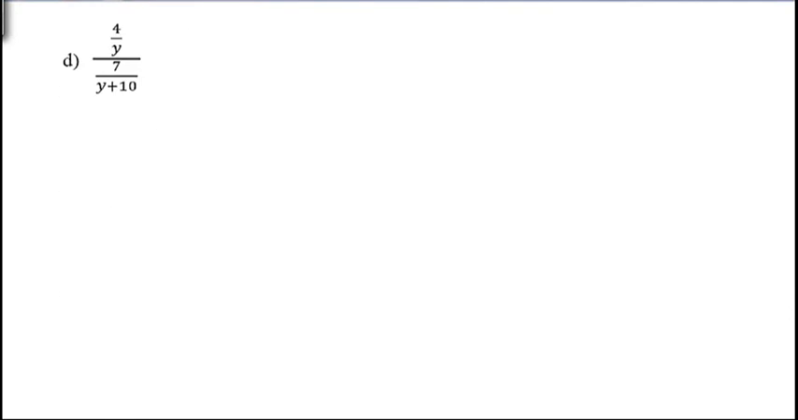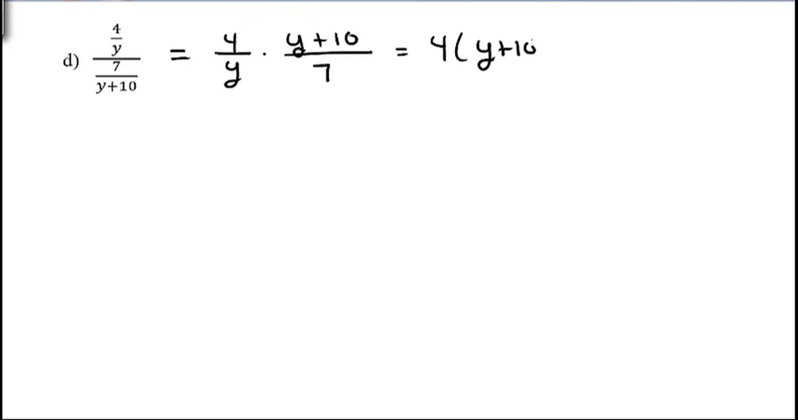And our last example here, 4 over y divided by 7 over y plus 10. So again, we're going to multiply by the reciprocal of our denominator. So that would be y plus 10 over 7. And also in this one, there isn't anything that we can cancel, so we just multiply straight across. 4 times the quantity y plus 10 over 7y.